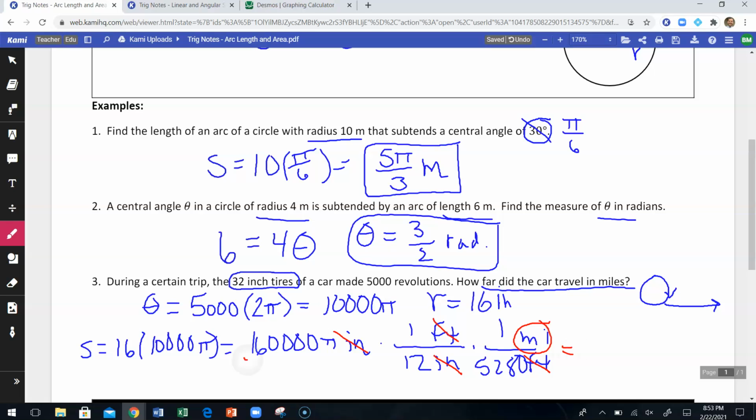So we're essentially taking 160,000 pi and dividing by 12 times 5280. So if you do that, 160,000 pi divided by 12 times 5280, I already have this done. The answer here is 2.53. So just 2.53 miles is how far that car traveled. Okay.